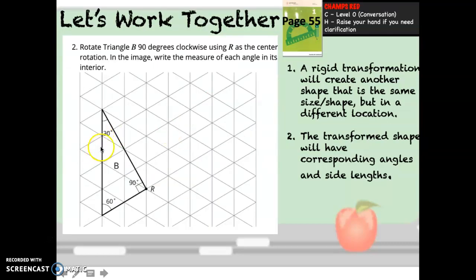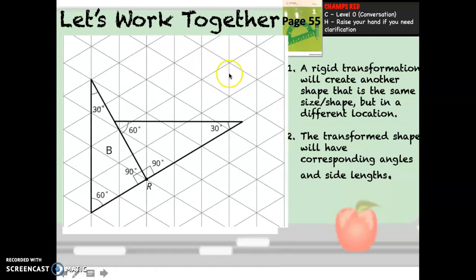For here, if I would take the 90-degree rotation, I would draw this with my patty paper. I would write the degrees, and then I would rotate right since it says clockwise. Put your pencil on R, and it would rotate to this. Now you would be looking for the corresponding angles and side lengths.